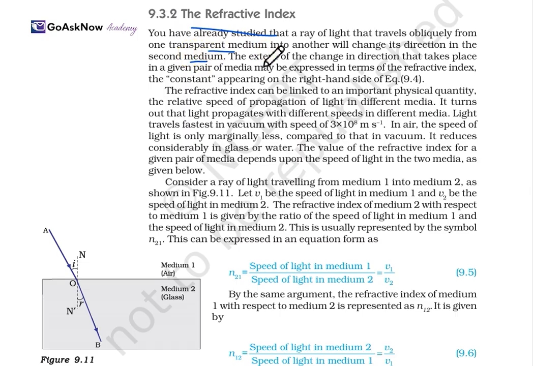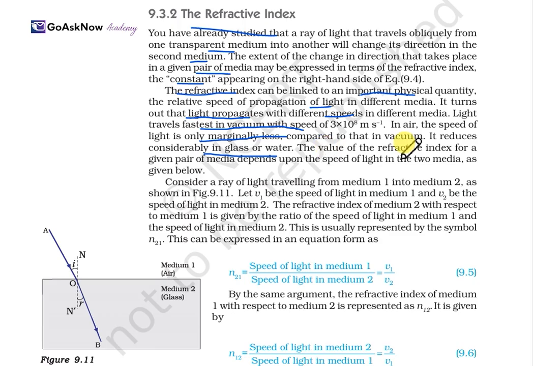The extent of change in direction that takes place in a given pair of media is expressed in terms of refractive index, the constant appearing on the right hand side. The refractive index can be linked to an important physical quantity, the relative speed of propagation of light in different media. It turns out that light propagates with different speeds in different media. Light travels fastest in vacuum, with 3 x 10^8 meters per second. In air, the speed of light is only marginally less compared to that in vacuum. It reduces considerably in glass or water.